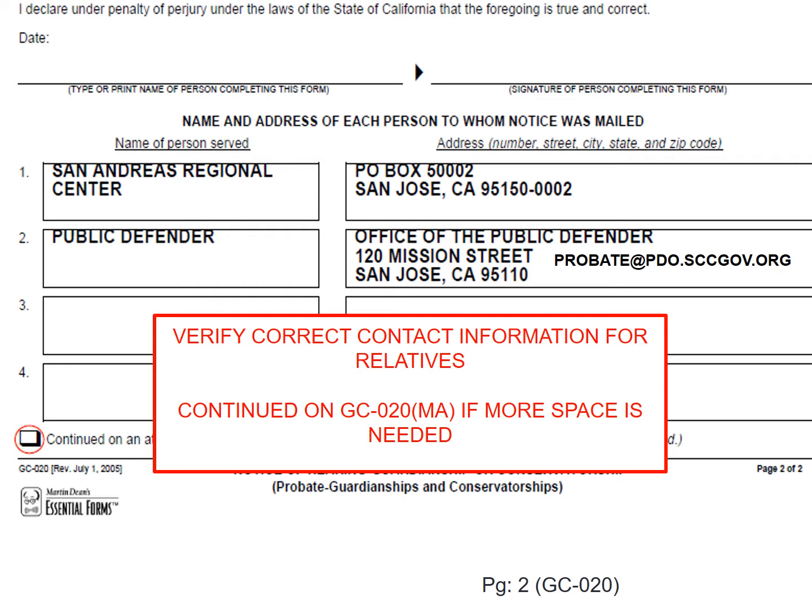Each living first and second degree relative of the conservatee who is at least 12 years old, each proposed co-conservator other than the petitioner, the public defender, and the San Andreas Regional Center if the conservatee is a client there. First and second degree relatives of the conservatee include the following persons: the conservatee's spouse, children and grandchildren, their brothers and sisters including half-siblings, their parents, and their maternal and paternal grandparents. If any of those persons are missing from this service list, then please write them in before filing.